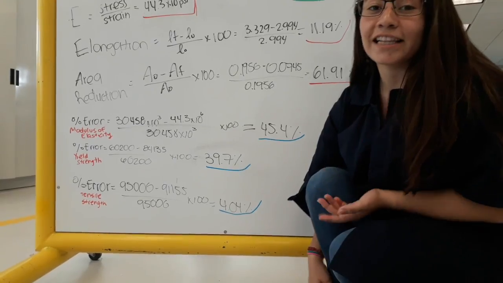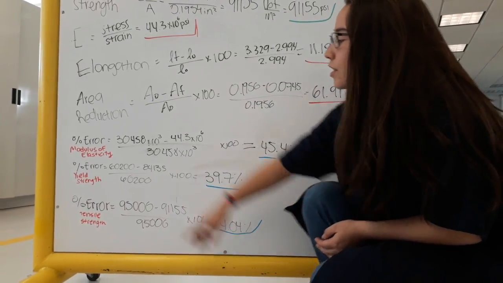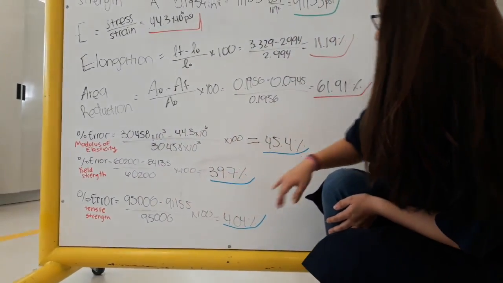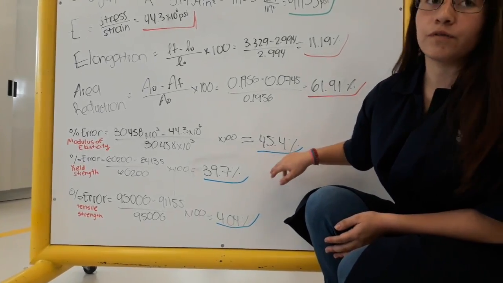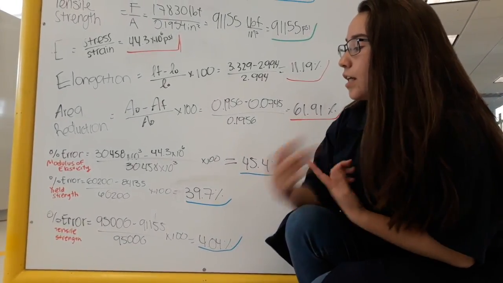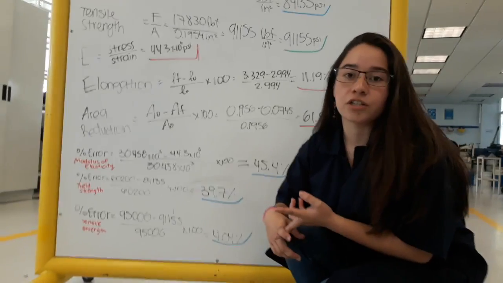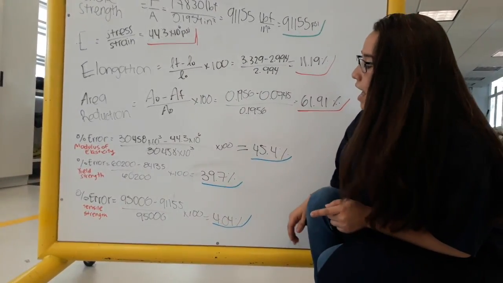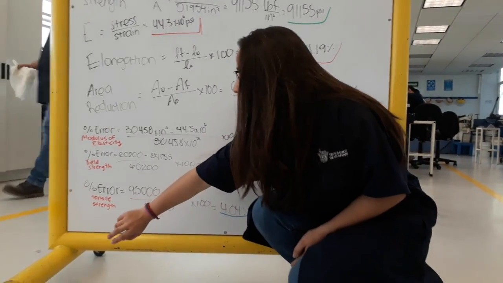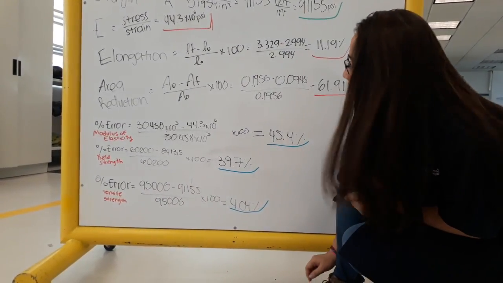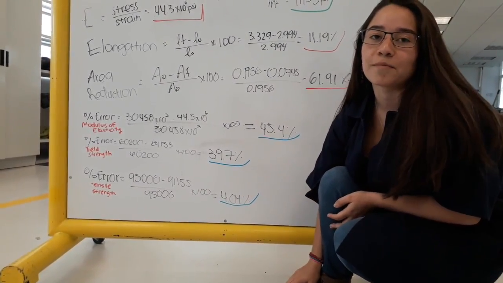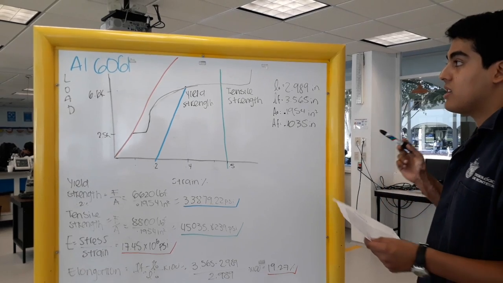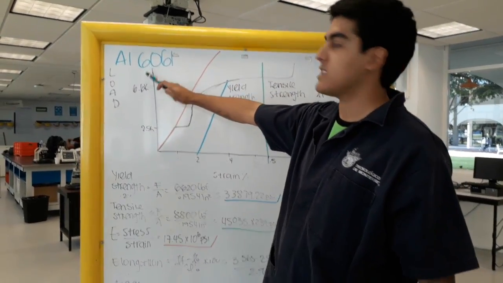Finally, we calculated the percentage error for the modulus of elasticity, and we got 45.4%. Then we calculated also the error for the yield strength, and we got 39.7%. And finally, the error for tensile strength is 4.04%. This is the result for aluminum 6061.